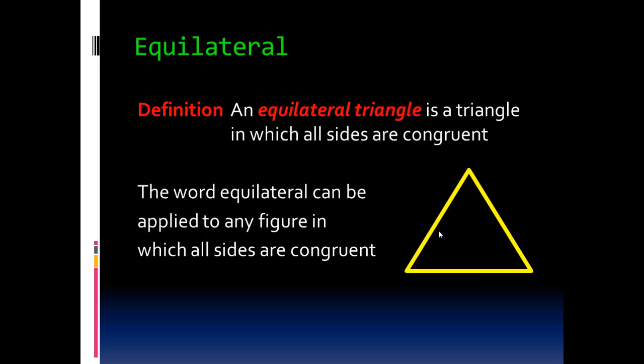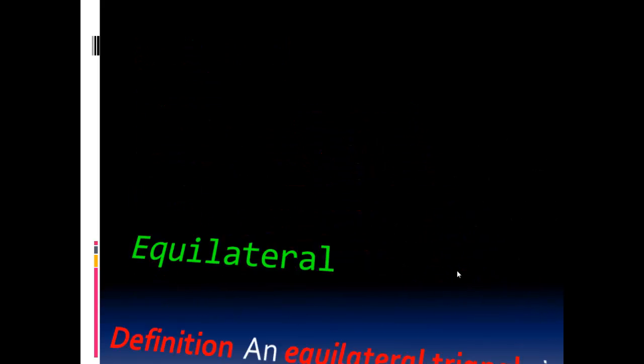An equilateral triangle is a triangle in which all the sides are congruent. So we can go ahead and say that's congruent to that is congruent to that. The word equilateral can be applied to any figure in which all sides are congruent. So like a square is an equilateral figure. That's just an example of how you can use it with something other than just a triangle.